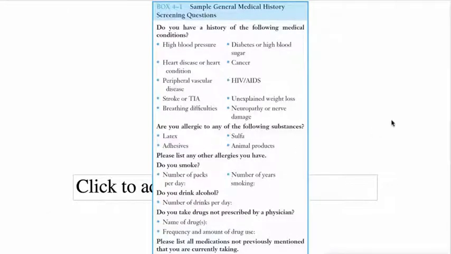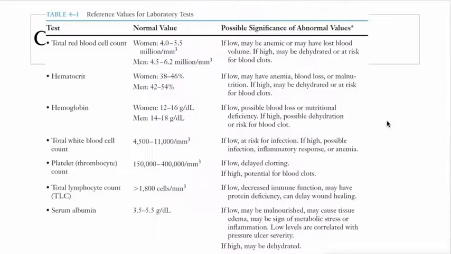So here's some sample medical history looking at high blood pressure, diabetes, heart disease, cancer, all of these things. We want to look also at, are they allergic to anything? Because we want to know if we should avoid using latex or adhesive, sulfa. All of these kind of things are very important. We want to know if the patient has smoked, how many years, how many packs a day, do they drink alcohol, number of drinks per day, and we want to know any drugs that they're taking. All of these things we've talked about, especially in terms of steroids affecting the patient.